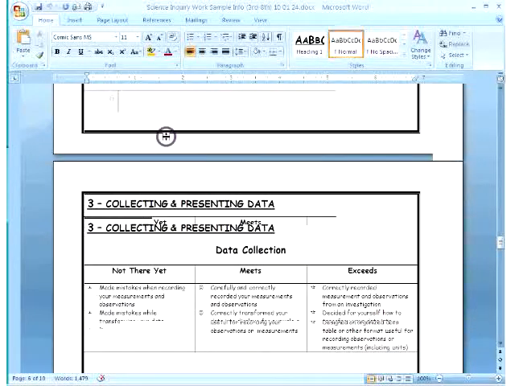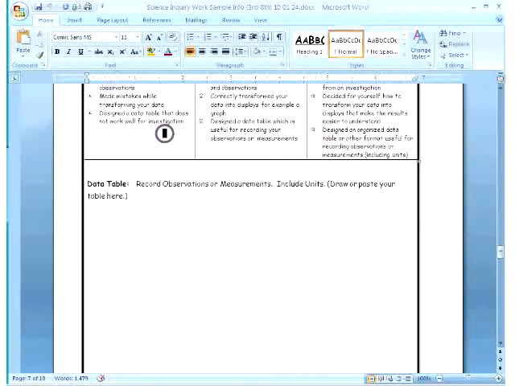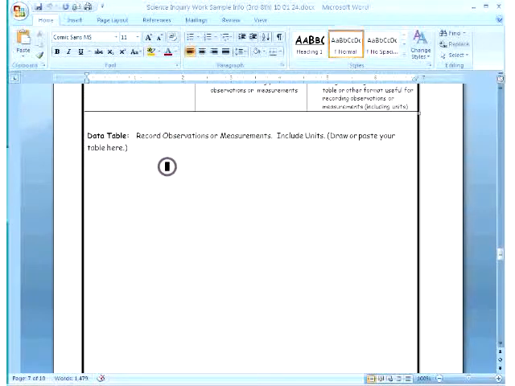Next part is collecting and presenting the data. This is where you could make a table. You could have a place where you record your observations and your measurements. You can include the units. And again, if you're a third grader, the parents can really help with this part. You can give them the table, you can write it out, and then they can fill in the information. 4th through 8th grade, it does need to be done by the students.